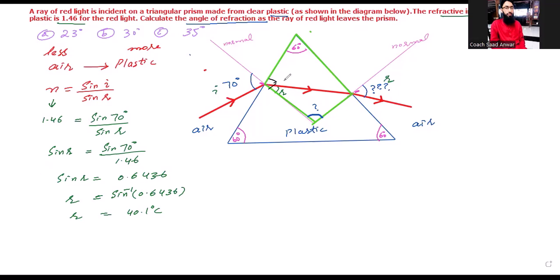This angle is 90 degrees because this is the normal. Guys, remember the normal is always a dotted line. But here I find it difficult to draw a dotted line, so I make a complete line. But remember, the normal is always a dotted line. So this angle is 90 degrees because the normal is always 90 degrees to the face. Similarly, this angle is 90 degrees. A quadrilateral is a four-sided shape. In a quadrilateral, the sum of angles is always 360 degrees.